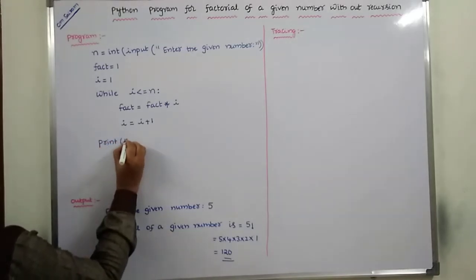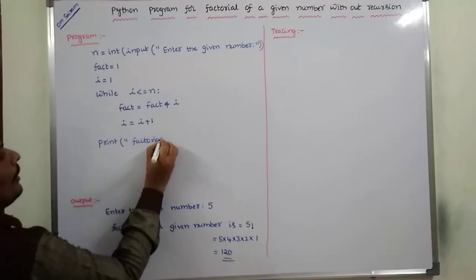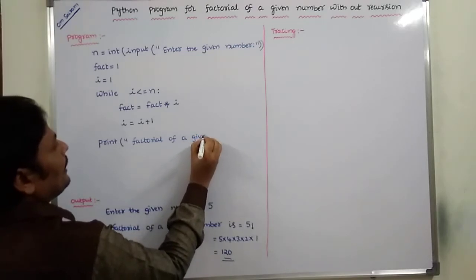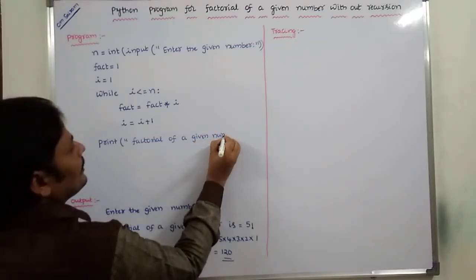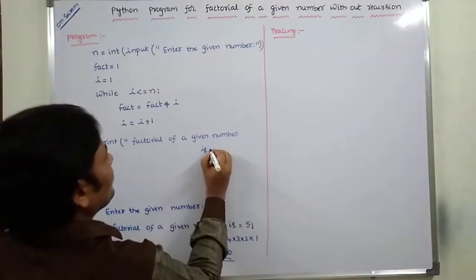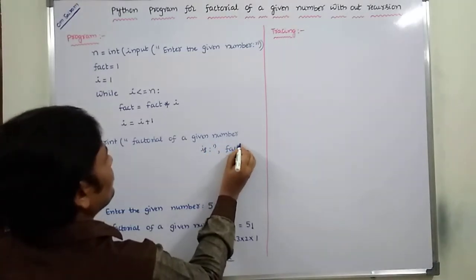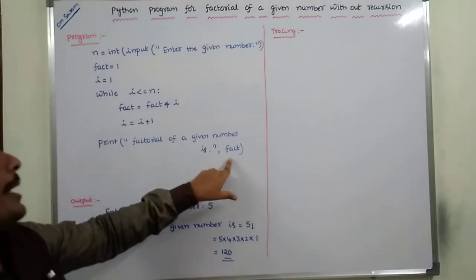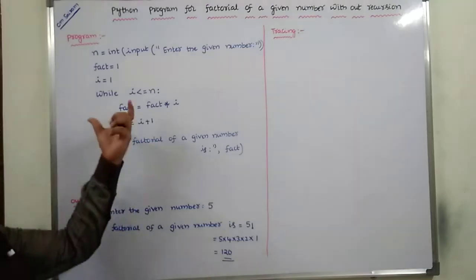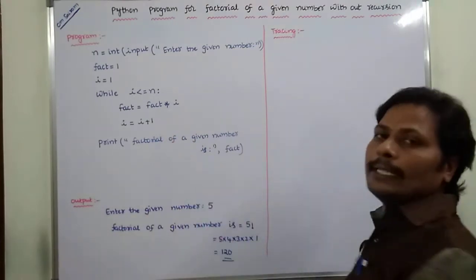Next, print factorial of a given number is fact. Okay, the total result is stored in the variable called fact. Okay, so this is our program. Now we have to trace that program.